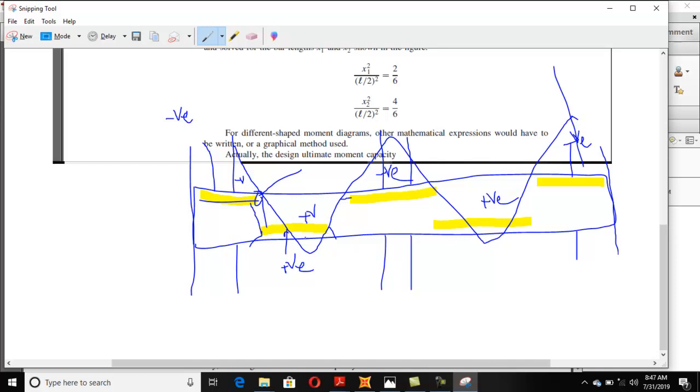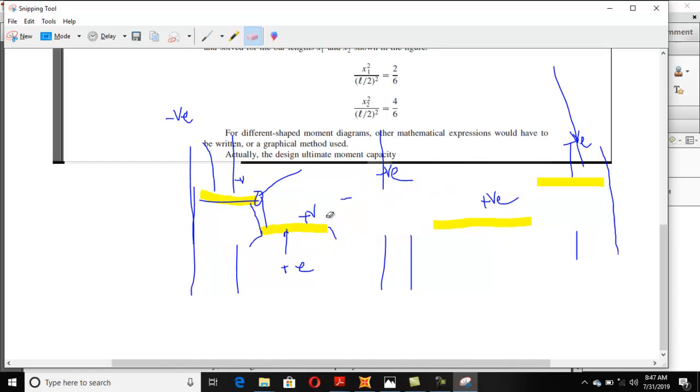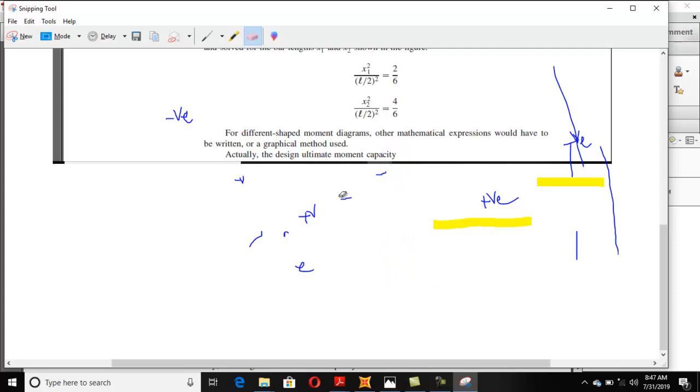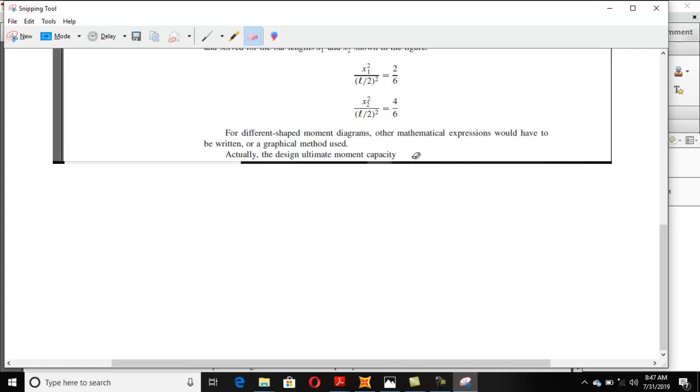We do not start with this complicated arrangement of bars; we start from a simple example and then move toward it. We basically start from the very beginning: what is the basic concept behind these cutoff bars? We start with a simply supported beam.